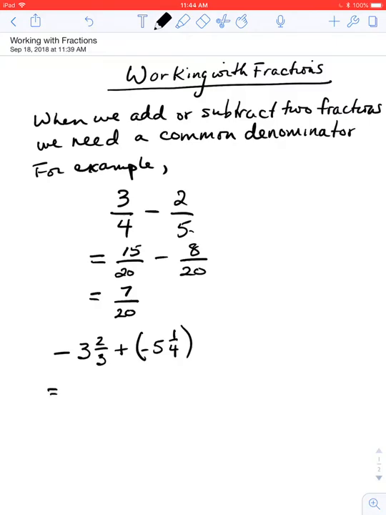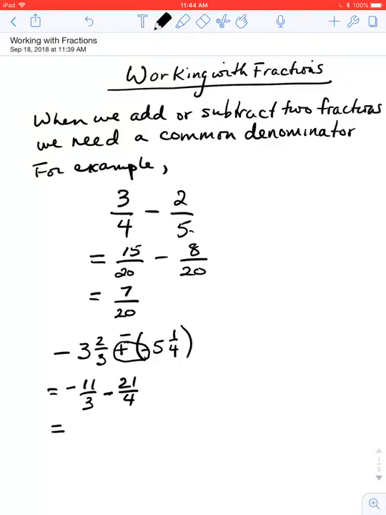Remember to do 3 times 3 plus 2, which would be 11/3, and then put the negative out in front. And with adding the negative, your rules for working with numbers apply, and that will simplify to a minus. So that's going to be minus 5 and 1/4 is 5 times 4, which is 20, plus 1 is 21/4.